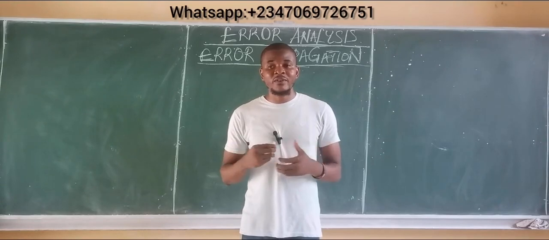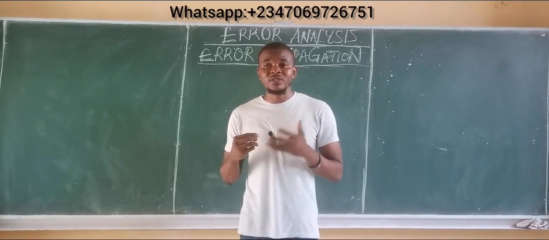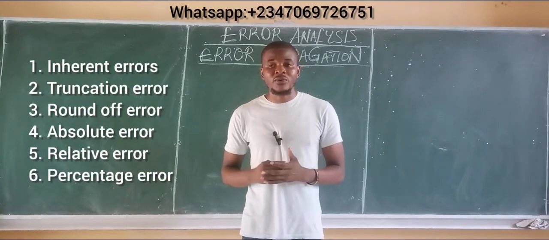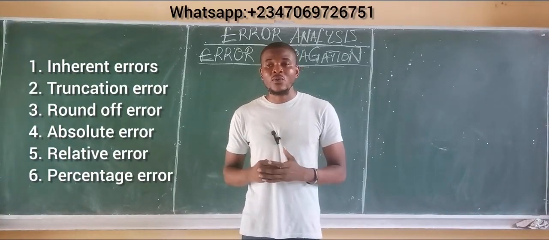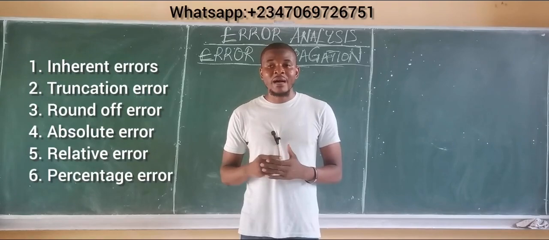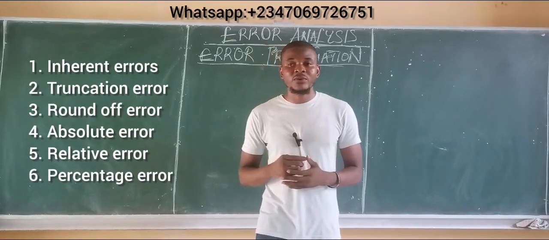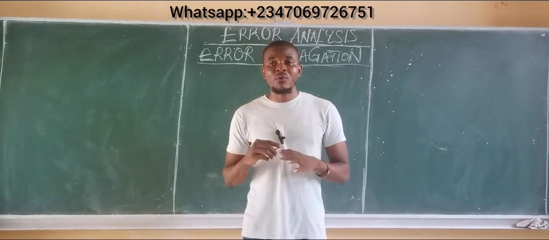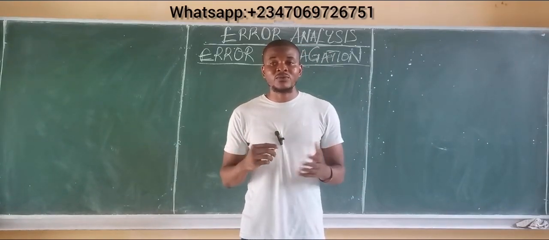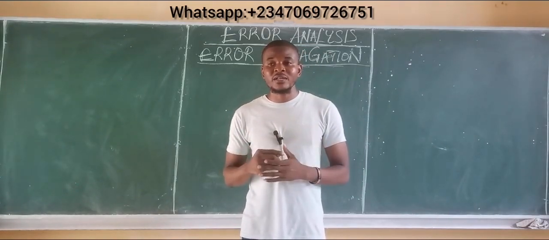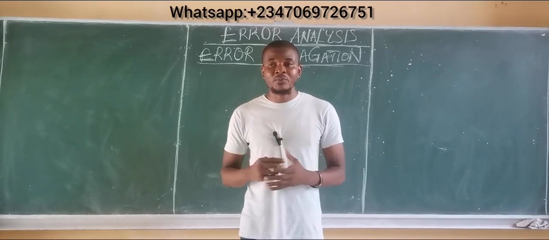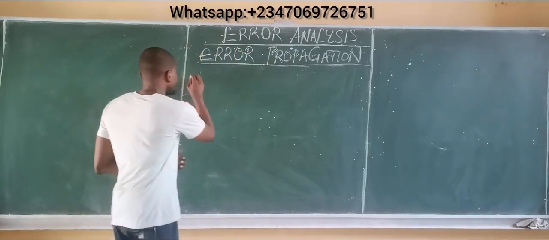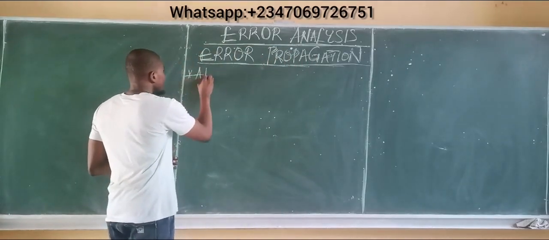Now, there are different types of error that could occur when taking measurement or calculations. We have what is called the inherent error, the truncation error, the round-off error, the absolute error, the relative error, and the percentage error, and many more. But in this video, we are going to be paying attention to the absolute error, the relative error, the percentage error, and error propagation. Now, let's start with absolute error.